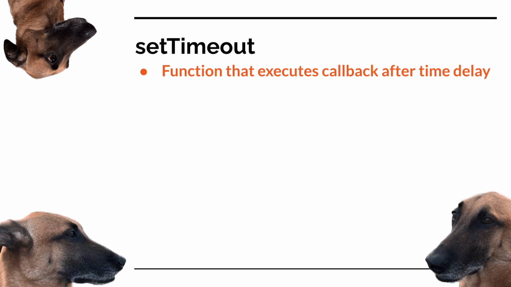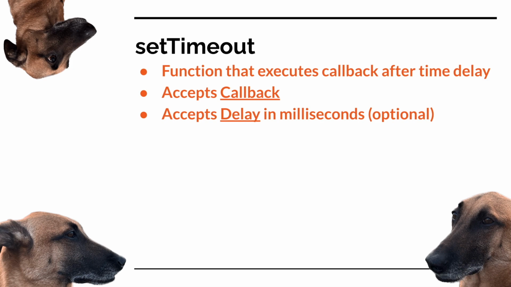So, setTimeout is a function that executes a callback after a specified time delay. The way it works is that setTimeout will accept a callback as an argument, as well as an optional delay. This will be how long you will want to wait until the callback function is called. The delay passed is in milliseconds, and if no delay is passed, it will default to 0 milliseconds.